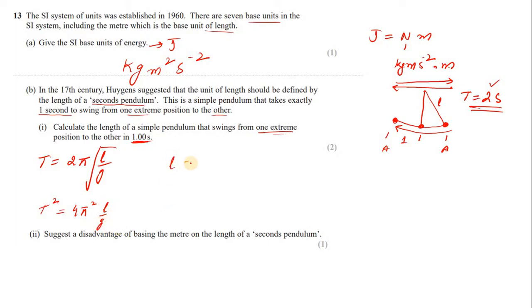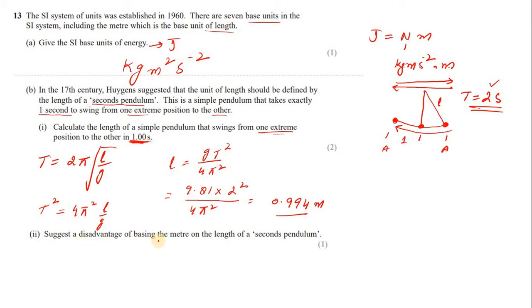So L is equal to gT squared divided by 4 pi squared. Substitute the value, 9.81 into 2 squared divided by 4 pi squared. Once you solve that, then the length would be equal to 0.994 meter. 3 significant figures, that's why I'm writing the answer in 3 significant figures.